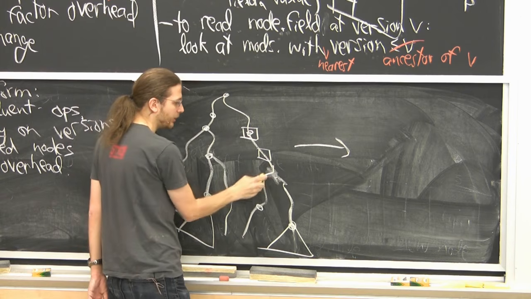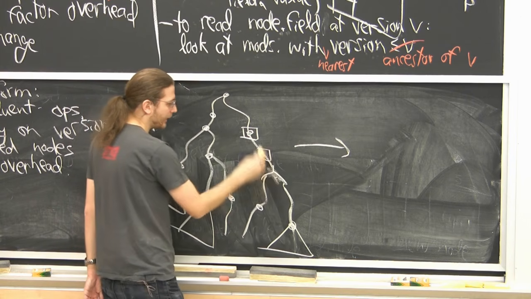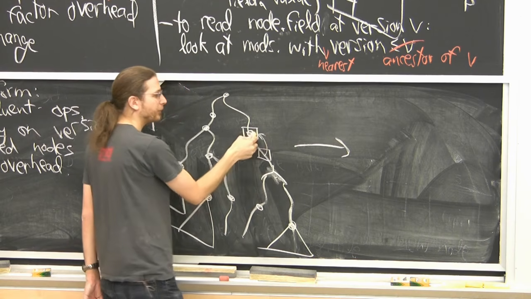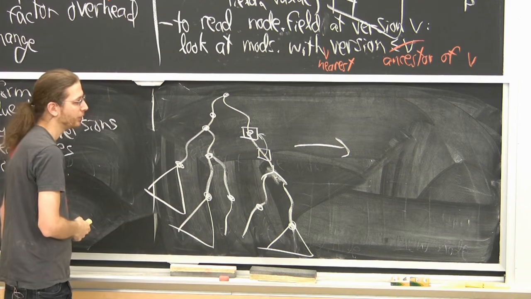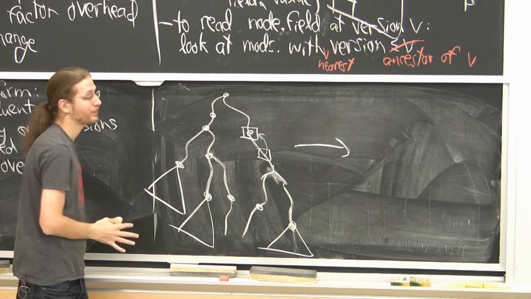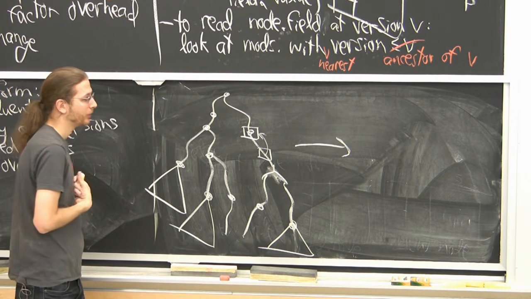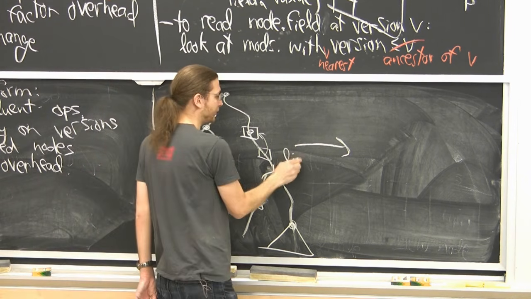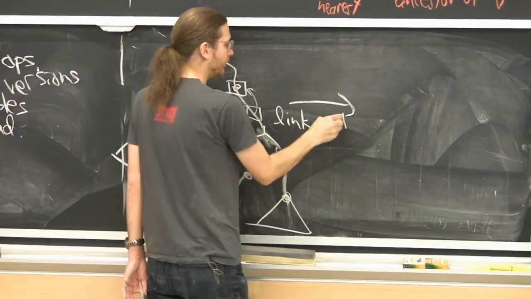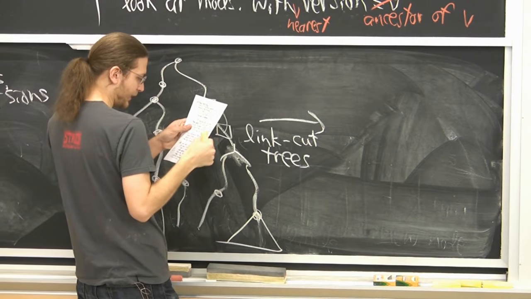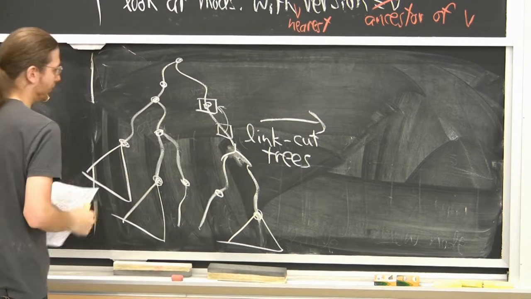A slightly harder case is it's a version in between two such changes. And maybe these are not updates. So I want to know what was the previous version where this node changed in constant time. It can be done, not constant time, actually, logarithmic time, using a data structure called link cut trees. Another fun black box for now, which we will cover in lecture 19, far in the future.